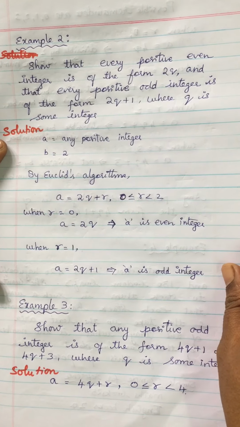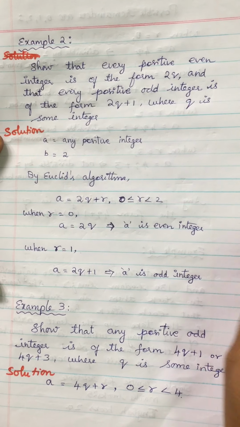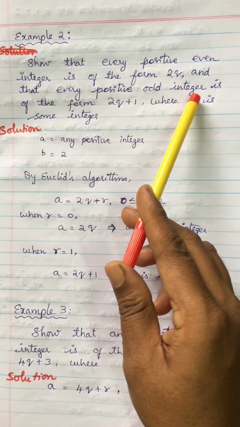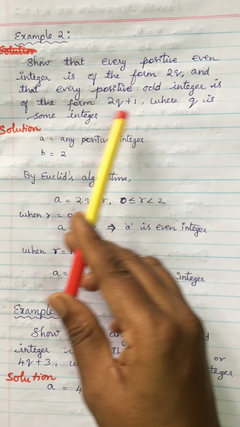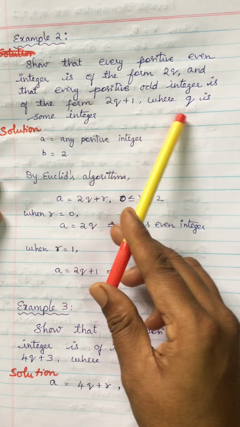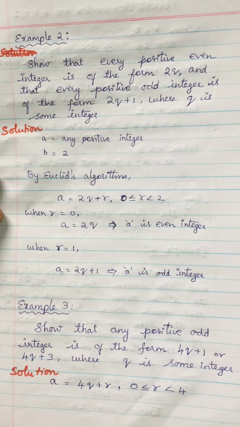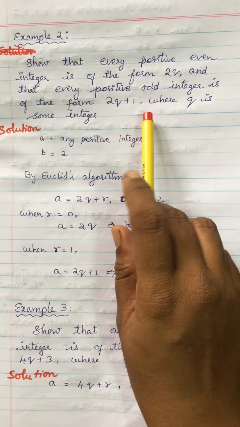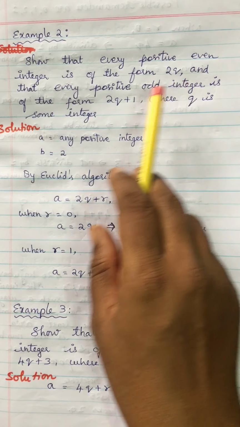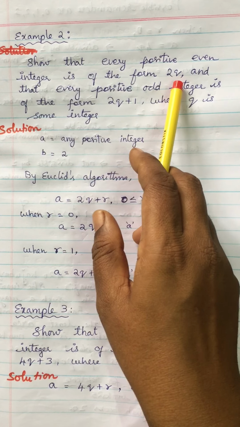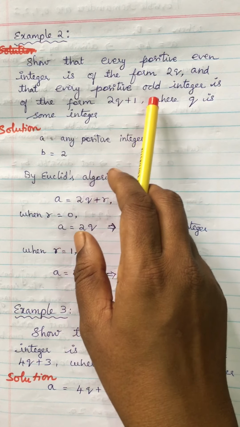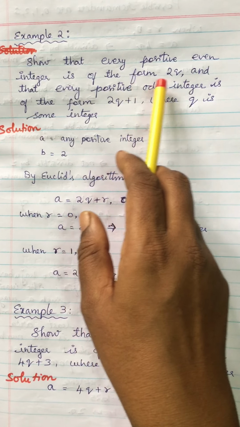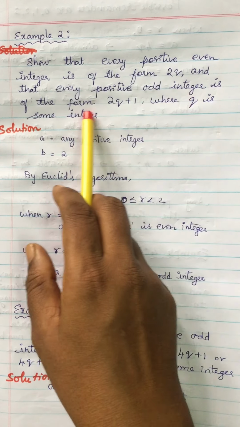And coming to example 2, show that every positive even integer is of the form 2q and that every positive odd integer is of the form 2q plus 1 where q is some integer. So coming to the solution part, what does the question say? You have to represent all the positive even integers of the form 2q, and odd integers of the form 2q plus 1.